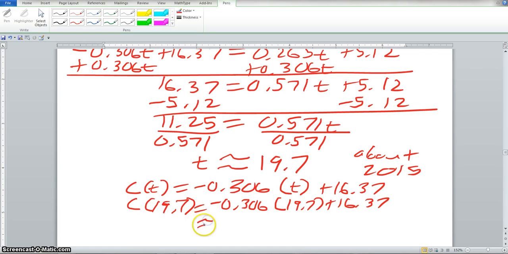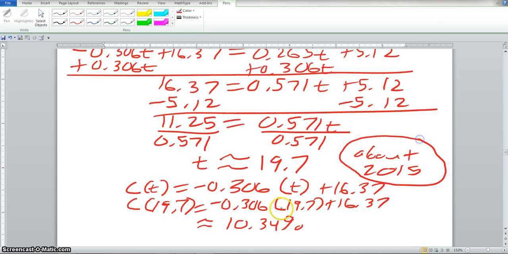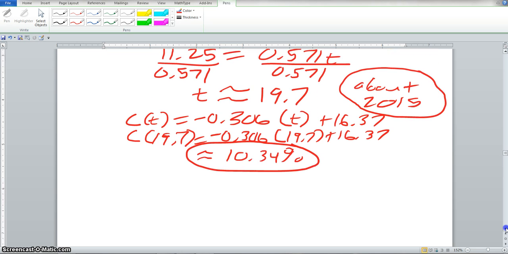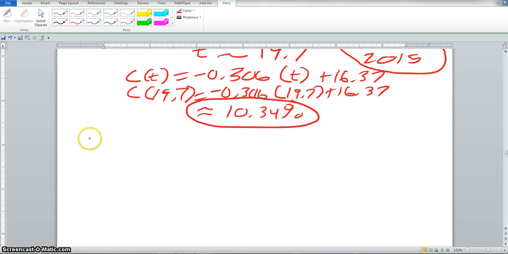Now we will have an approximate answer of 10.34, and we know that that is a percent. So this will be our answer. It'll be about 2015, and it'll be about 10.34%. That's when their market share would be the same, the year and the market share. So what we could do here is draw a little graph just to represent it. You don't necessarily have to.